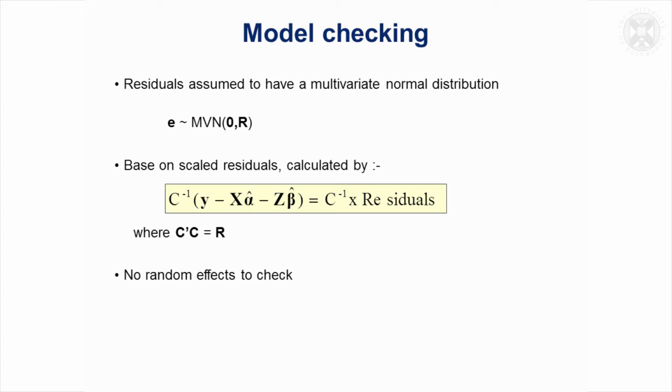But fortunately we can scale the residuals, and so this is actually the residuals in matrix format. They would need to be pre-multiplied by the inverse of this C matrix, and this C matrix can be considered as the square root of the overall residual correlation matrix, that matrix up there, which has all the covariance patterns in. So once you've done that, you've scaled the residuals, then they can be treated as independent and they can be checked using residual plots.